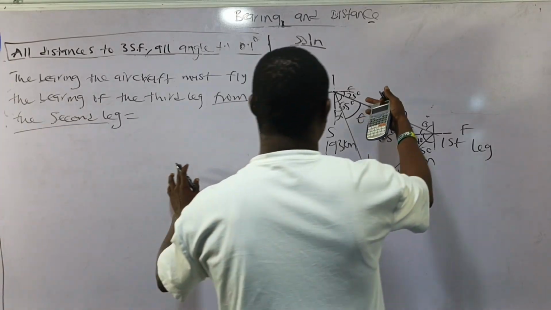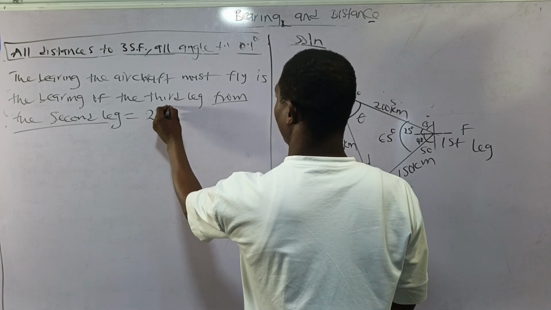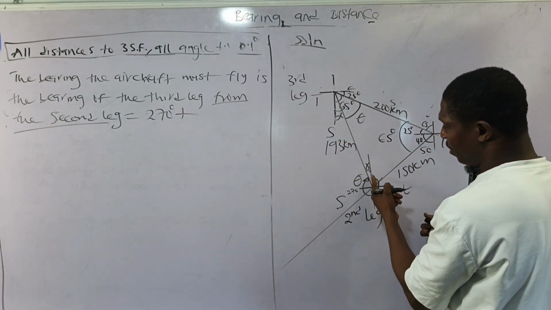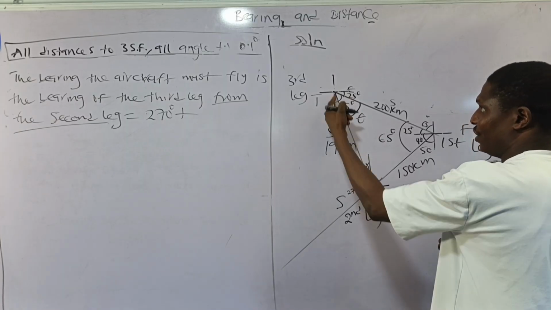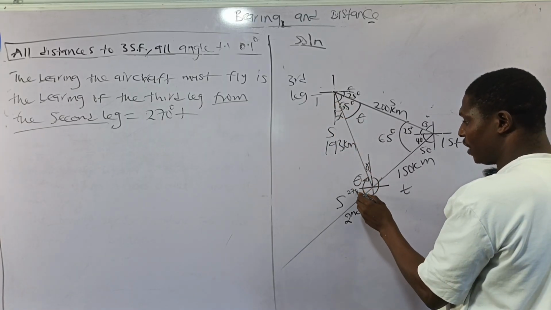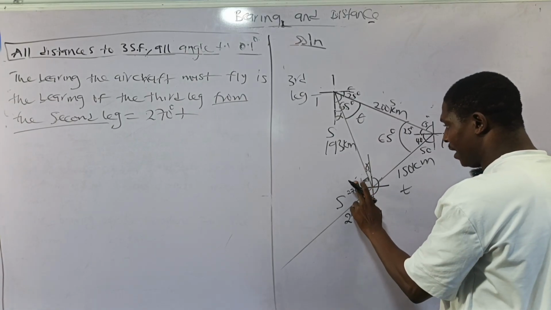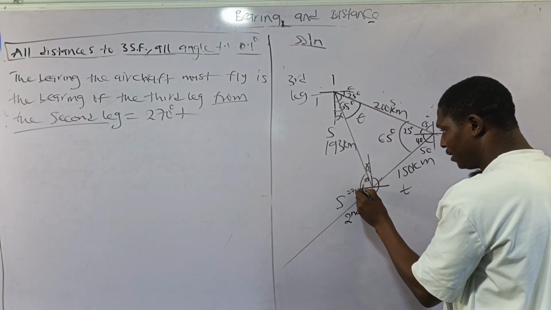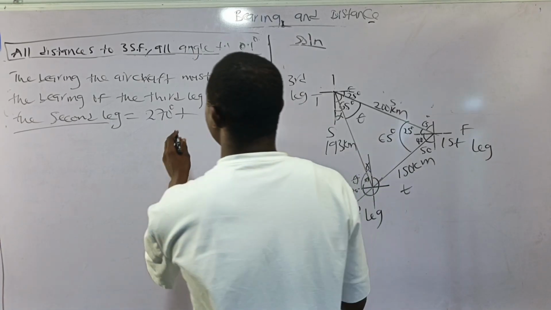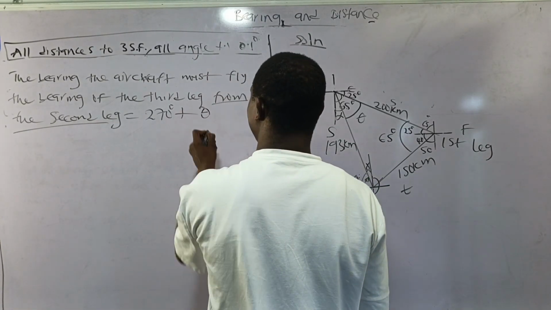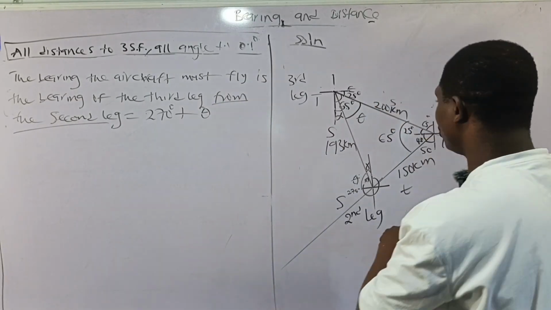Let me write my bearing first. My bearing will be 270 degrees plus my theta here, from the north of the second leg till where it connects the third and the second leg, which is 270 plus this little angle here, theta. I'm taking this little angle here, get me right, to be theta. So my bearing will be 270 degrees plus whatever I get as theta.